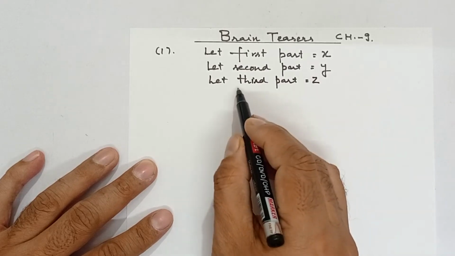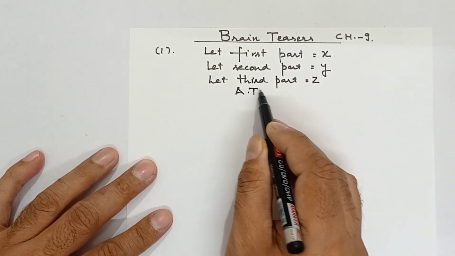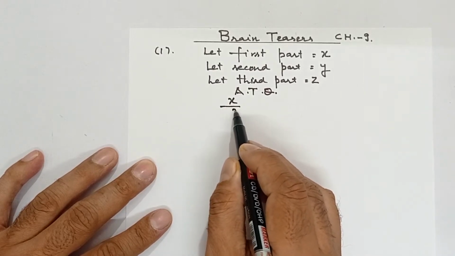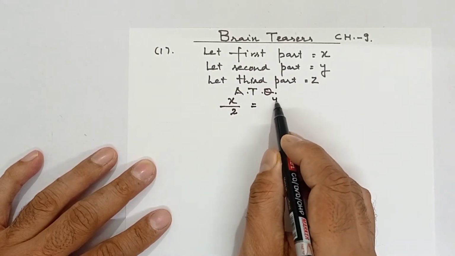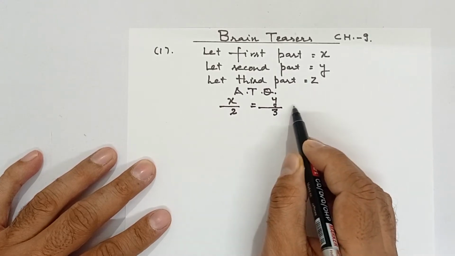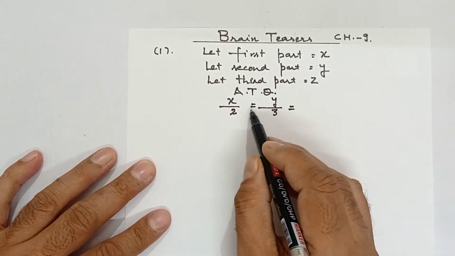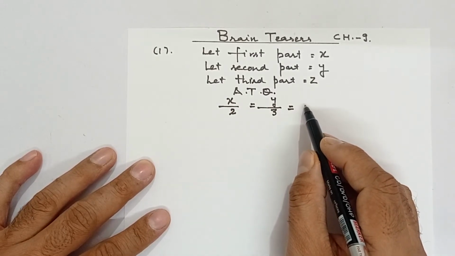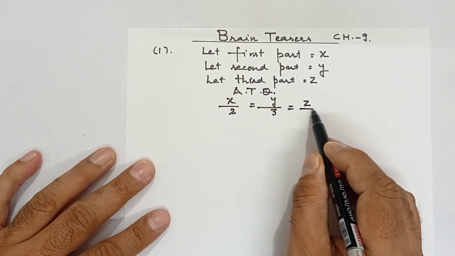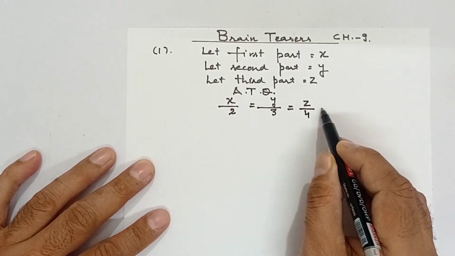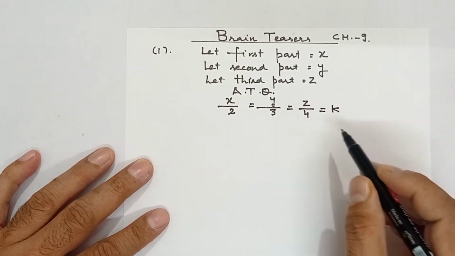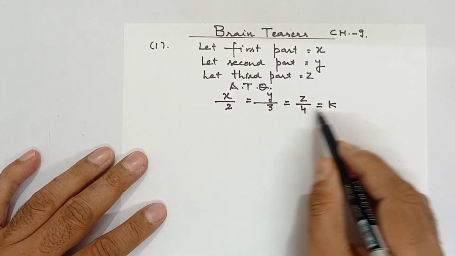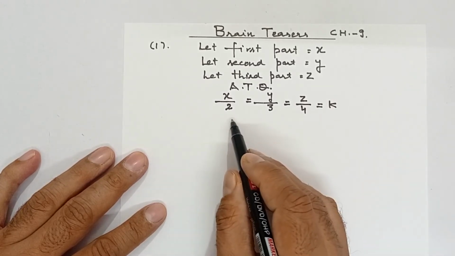Now according to the question, half of the first part will be x by 2, one third of the second part will be y over 3, and one fourth of the third part is z over 4. Let it be k. K is any constant number. So we have assumed all these equal to k.